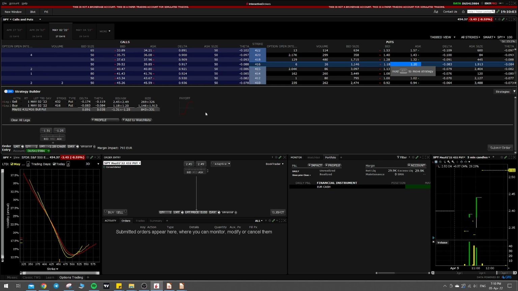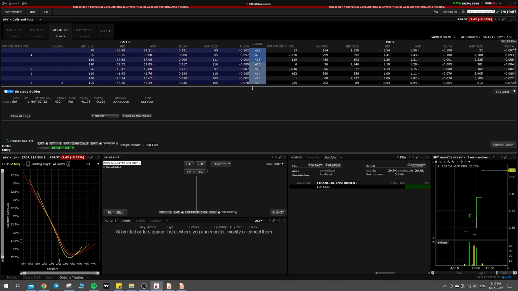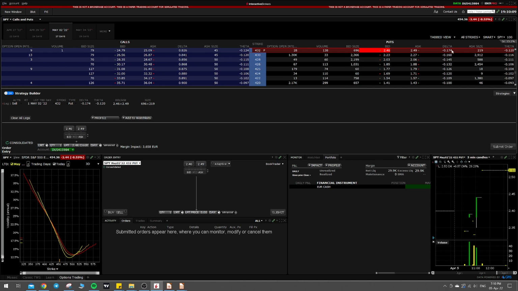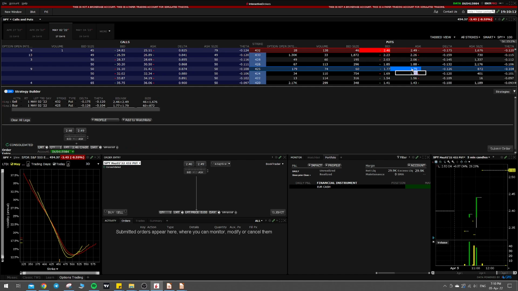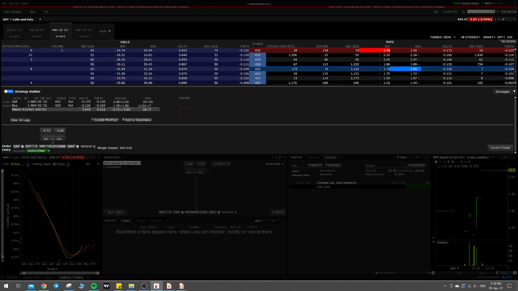You can see at the same time that the smaller the width, for example, if I would use only a difference of 5 delta, in this case I would only need to put $400. The maximum I'm going to be able to win in this case is going to be the credit, which would be $68, and the maximum I'm going to lose in this case is going to be 600.